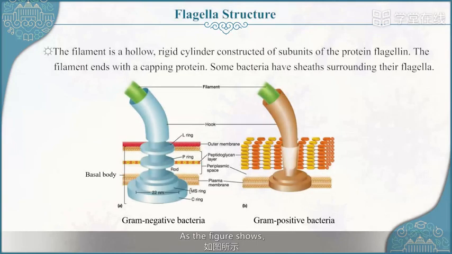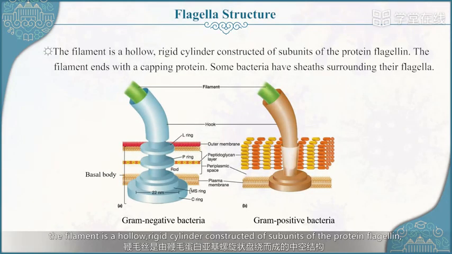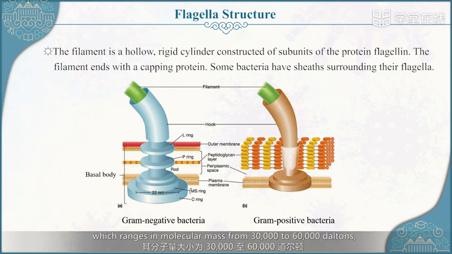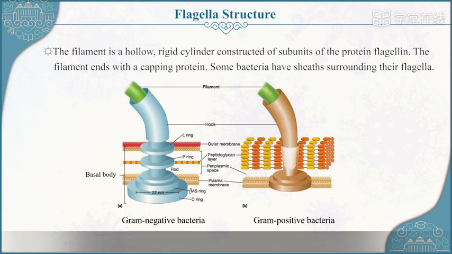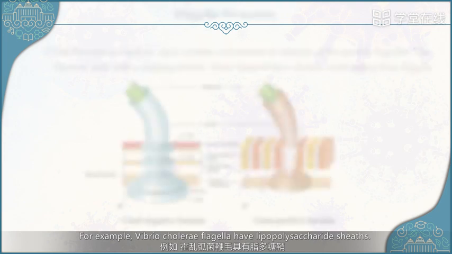As the figure shows, the filament is a hollow, rigid cylinder constructed of subunits of the protein flagellin, which ranges in molecular mass from 30,000 to 60,000 Daltons, depending on the bacterial species. The filament ends with a capping protein. Some bacteria have sheaths surrounding their flagella. For example, Vibrio cholerae flagella have lipopolysaccharide sheaths.